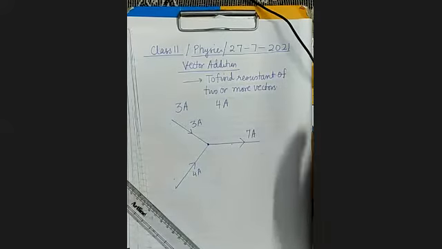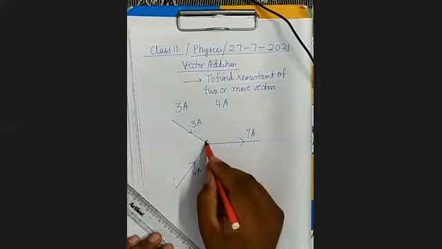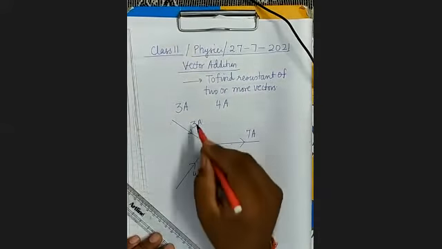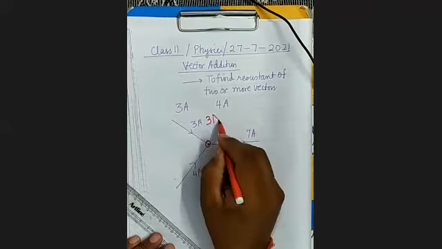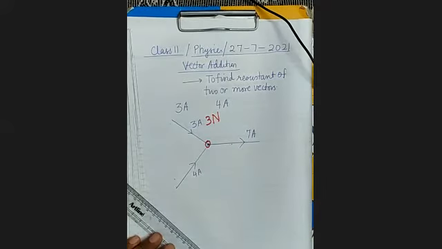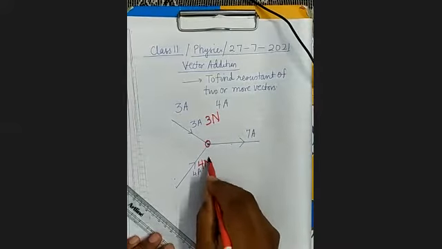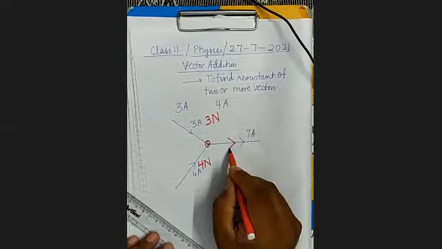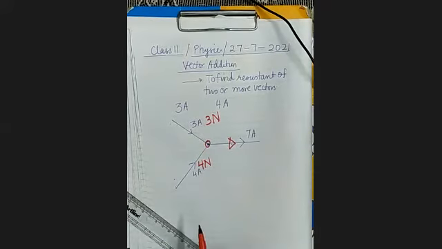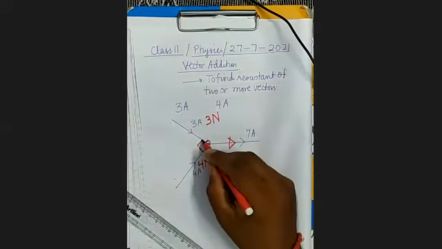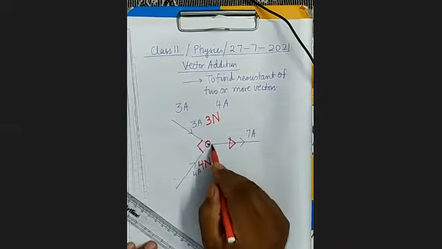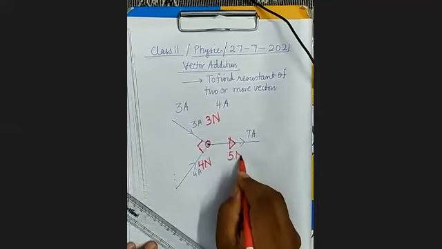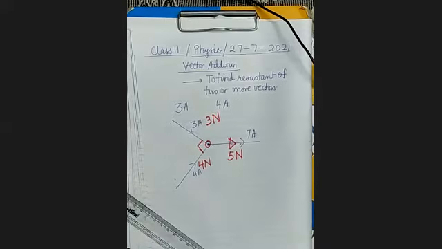But suppose here there is a body placed. You have applied 3 Newton force in this direction and 4 Newton force in this direction. What will be the net force acting on the body in this direction? That will be 5 Newton. That will not be 7 Newton. It is clear. Why is there this difference?